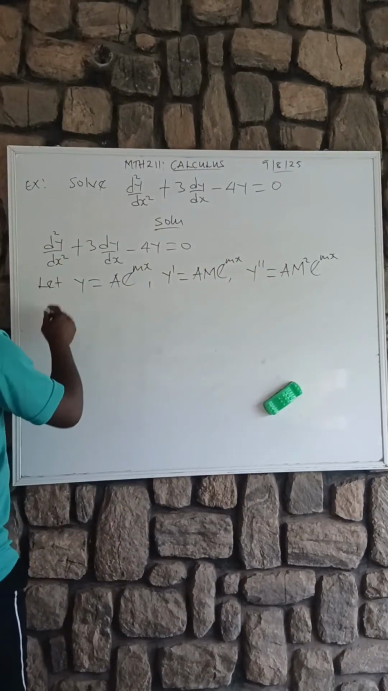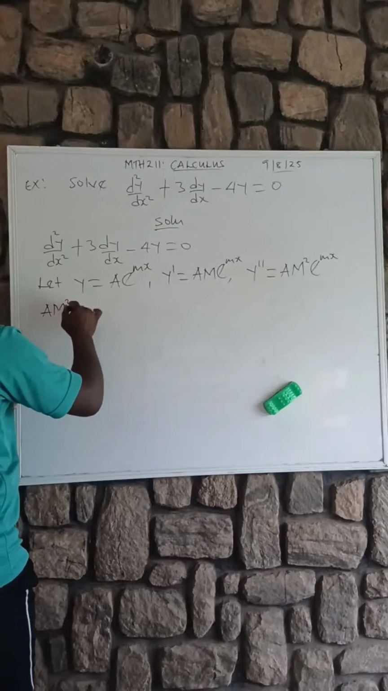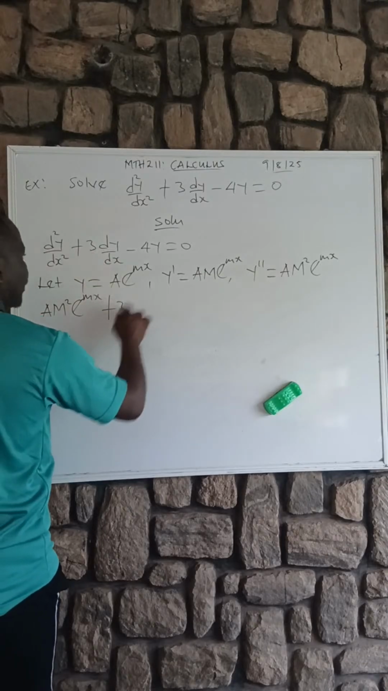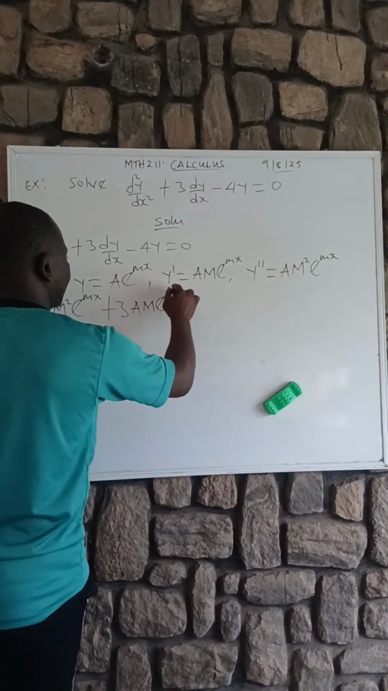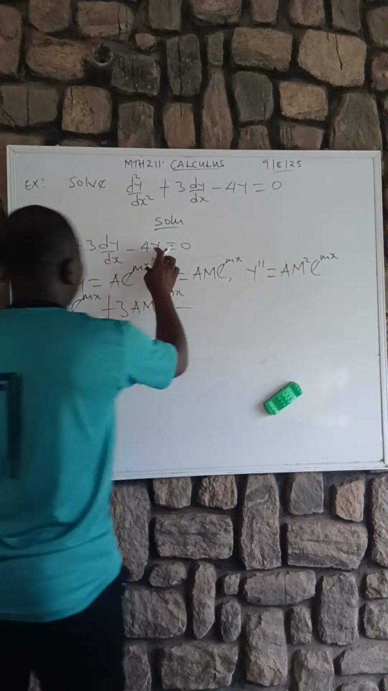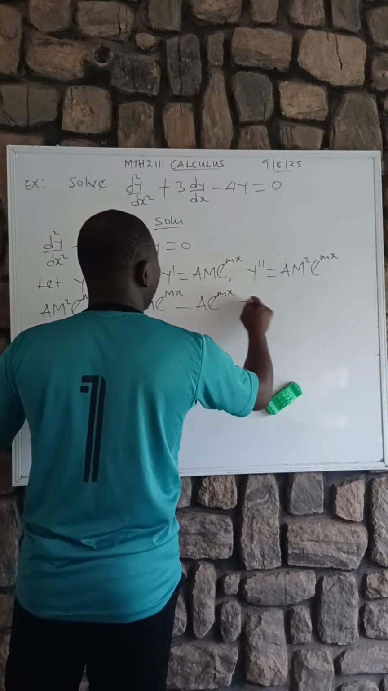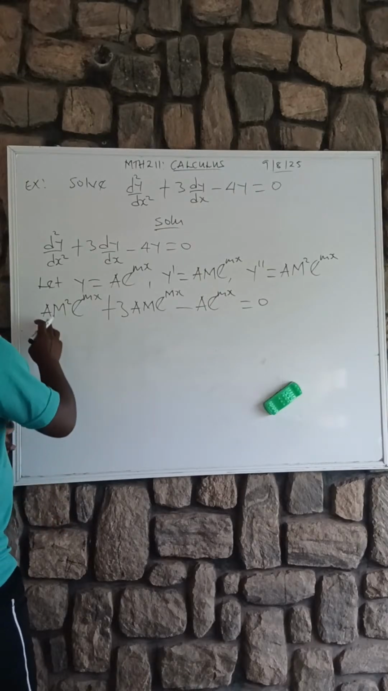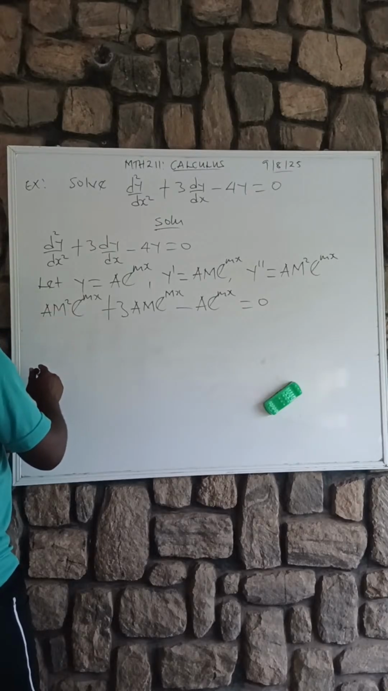So let's substitute. Here would be a m² e^(mx) plus 3, what do you have here? a m e^(mx). Then minus, what is your y? y is a e^(mx), which is equal to 0, right? So what is common in this equation? Our a e^(mx) is common, so we factor it out.